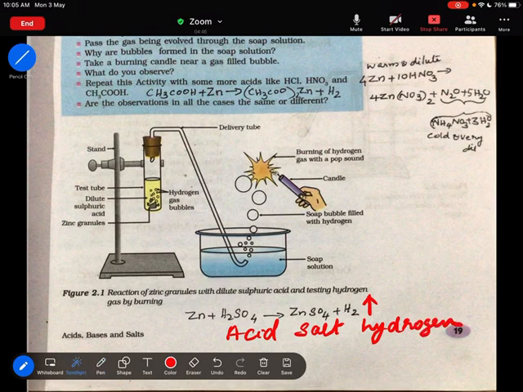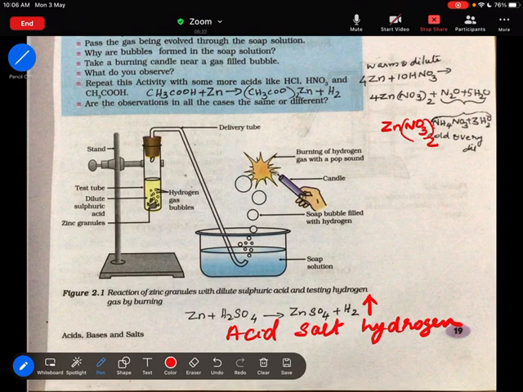Now you see, repeat this activity with some more acids like HCl. With HCl you will be getting hydrogen gas. But with HNO3, if it is very dilute HNO3, these are the products obtained in addition to the salt. I will be writing the salt over here, zinc nitrate. You will be getting ammonium nitrate and water.